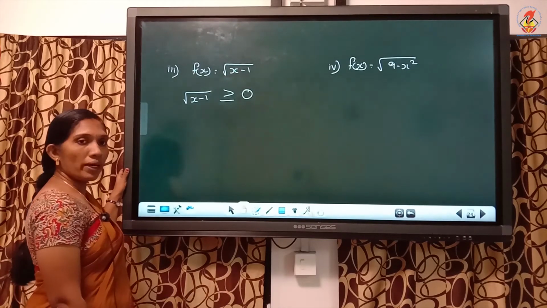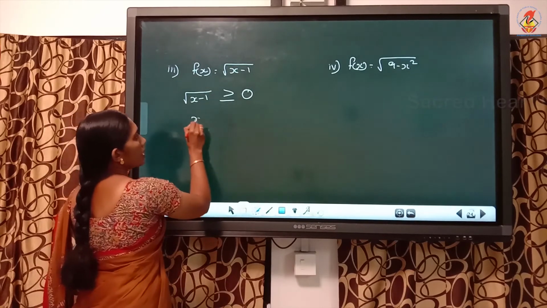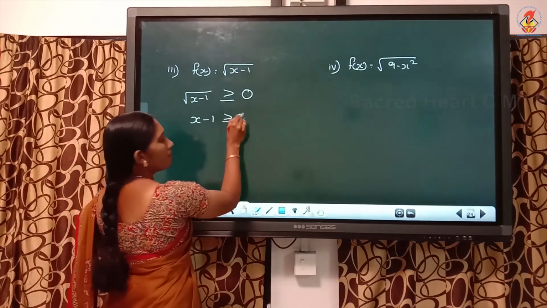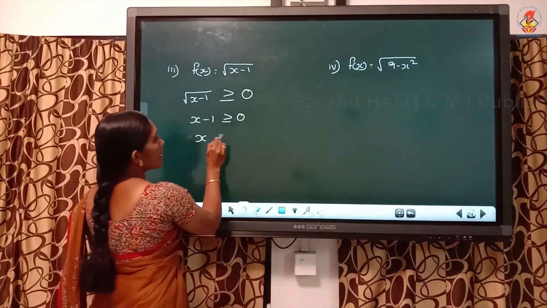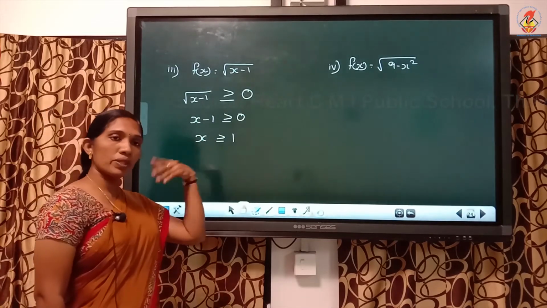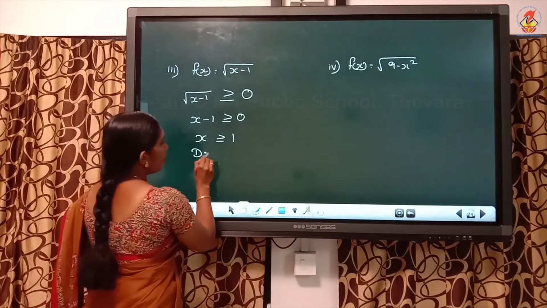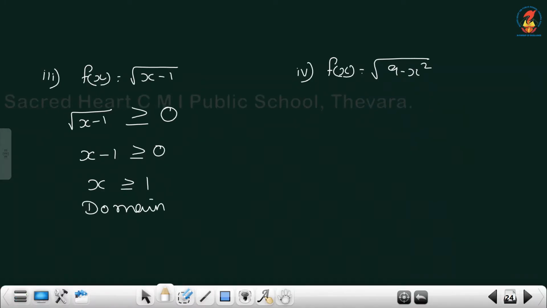Now you have to square it. Then only we get the value of x. When we square, it is x minus 1. So x is greater than or equal to 1. That means what? X value is 1 or more than that. So I can write domain is equal to 1 to infinity. That is the domain.